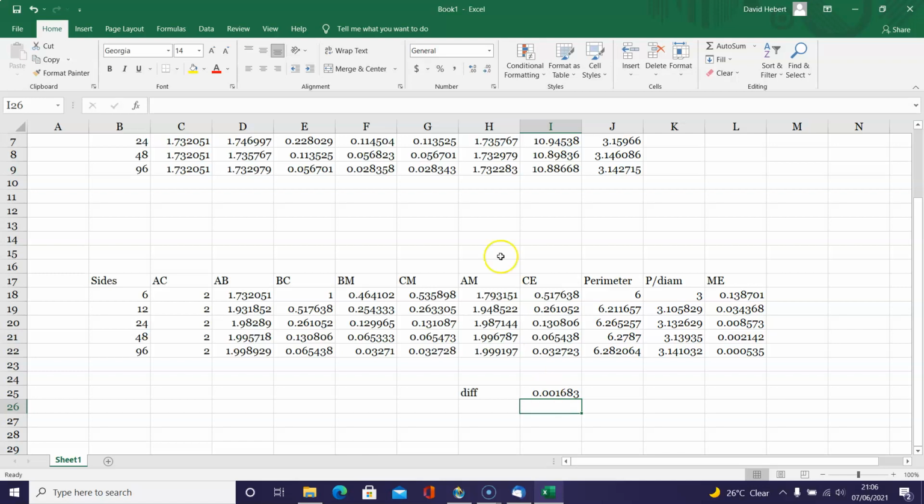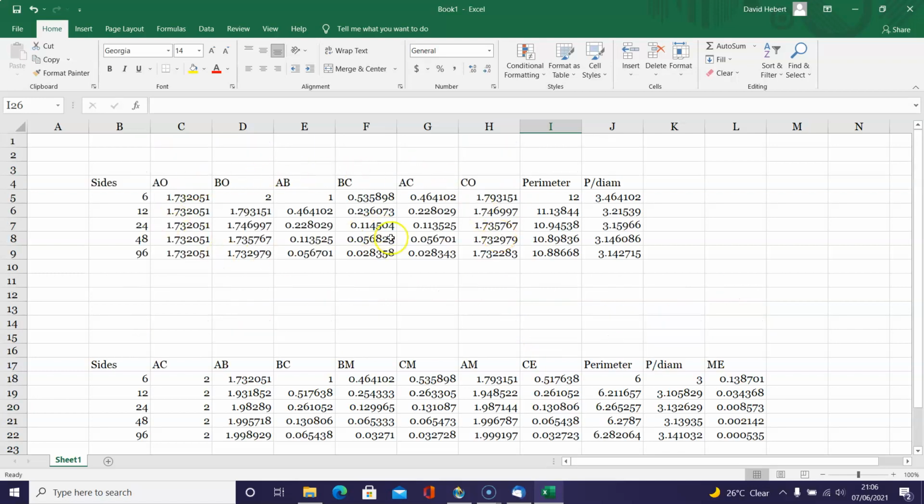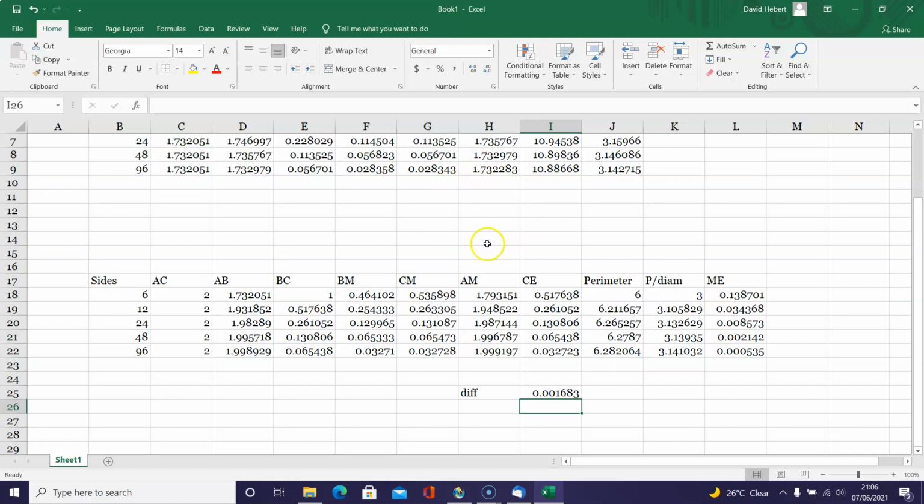And if you want to really try to nail this, I encourage you to rebuild this chart and basically go for some more sides and see what you come up with. This helps you understand how the ancients did some really impressive mathematics.